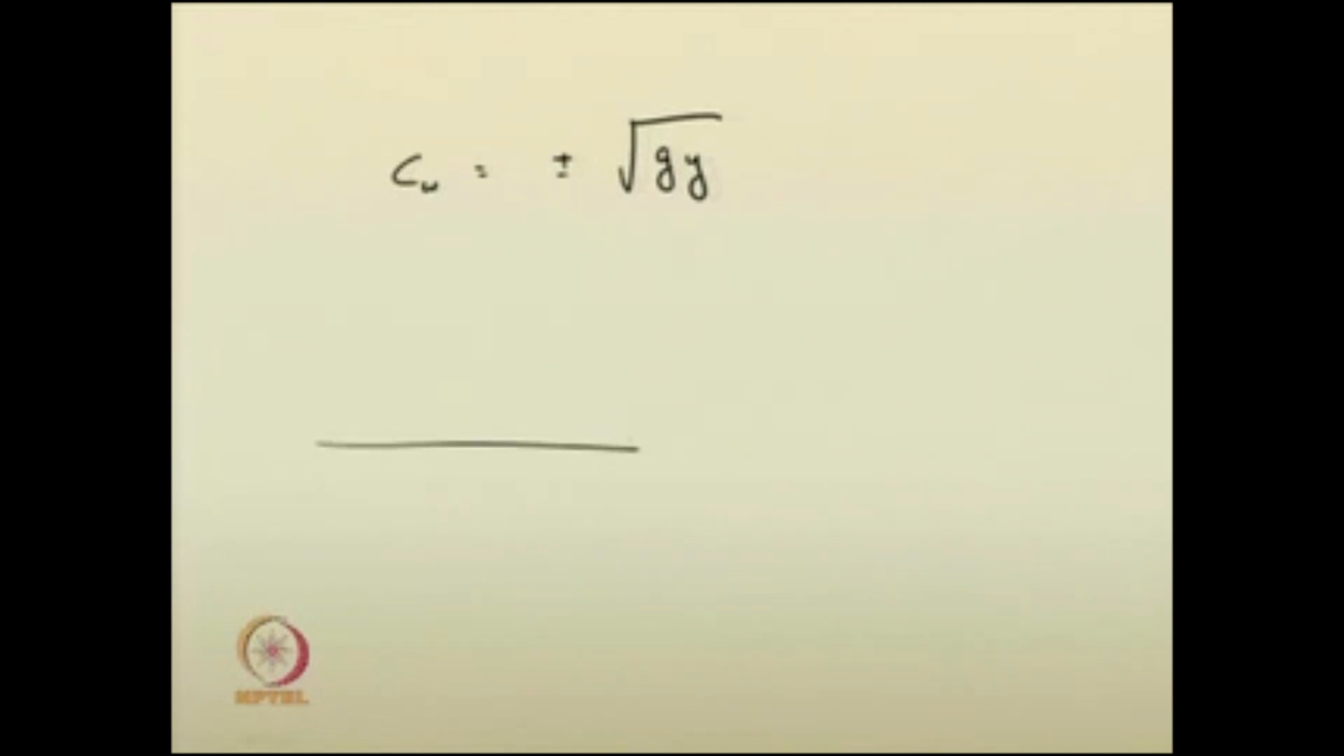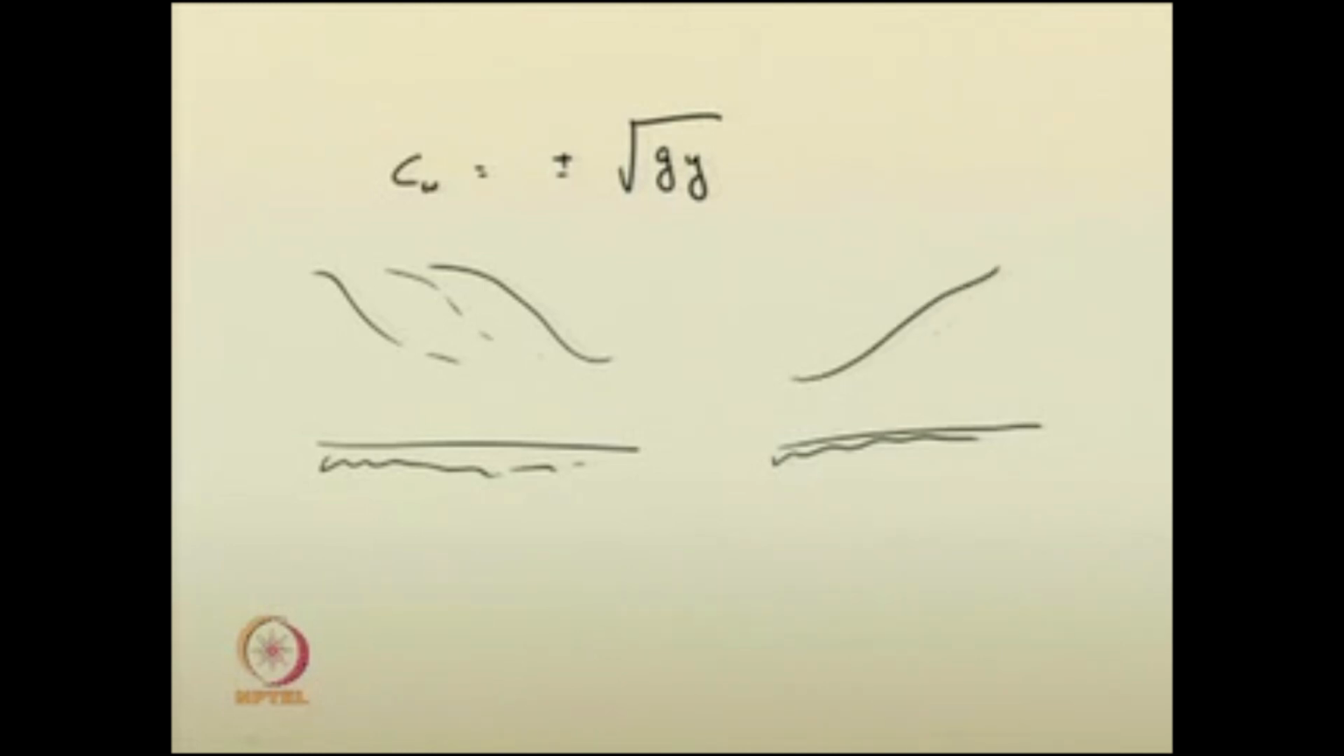If you have a negative wave propagating upstream, then C w is negative. If you have a negative wave propagating downstream like this, here C w is positive, and here C w is negative. So, that you need to always remember.